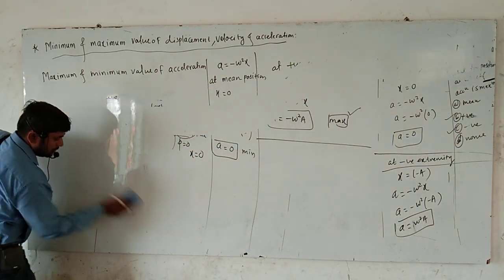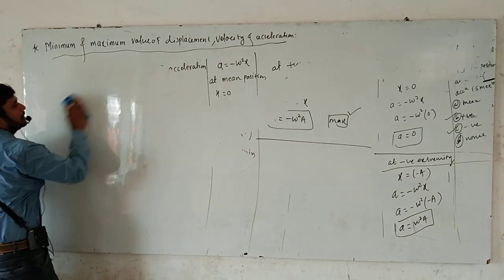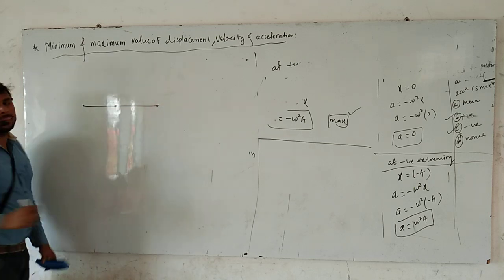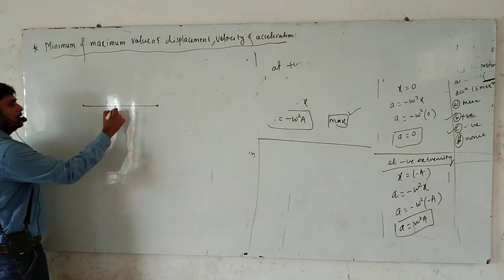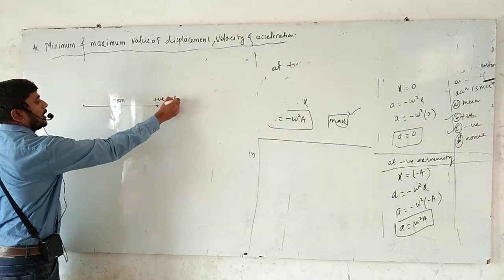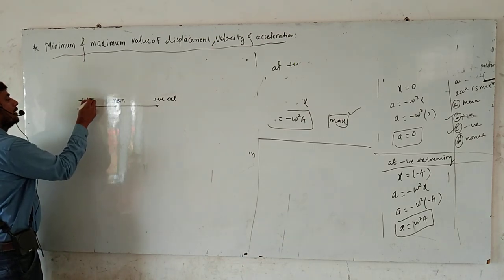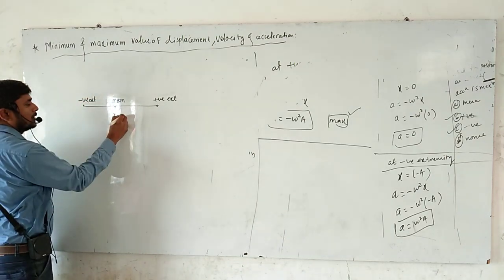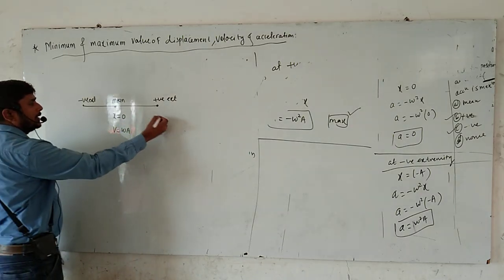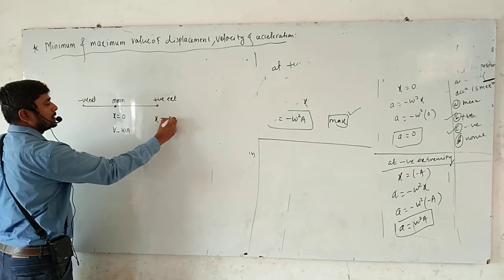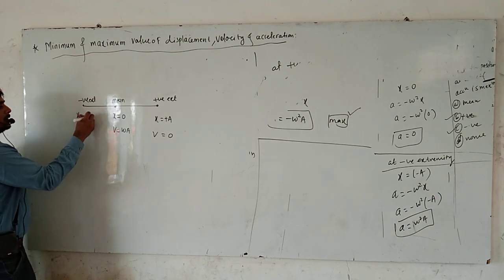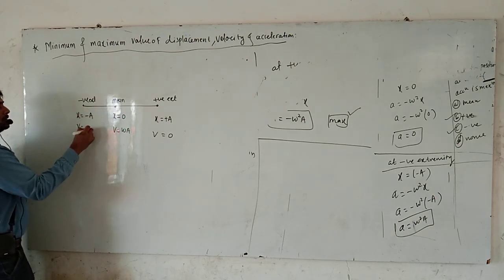Let's take certain values. For example, three different positions that I am going to take. First position, say this is the mean position, this is positive extreme, this is negative extreme. At the mean position, x will be equal to 0. Velocity will be equal to omega a. At the positive extreme, x will be equal to plus a. What is velocity? 0. At the negative extreme, x will be equal to minus a. Velocity will be equal to 0.